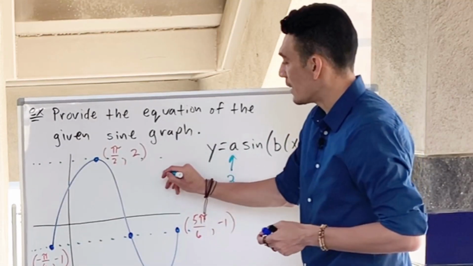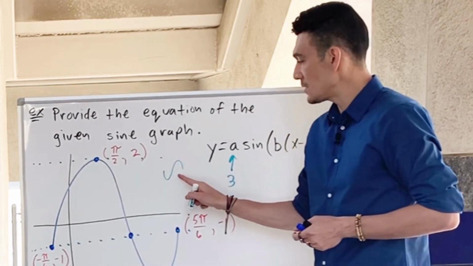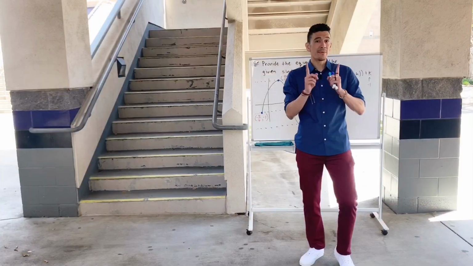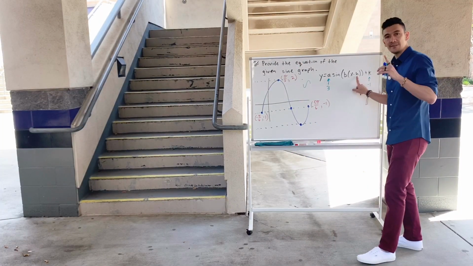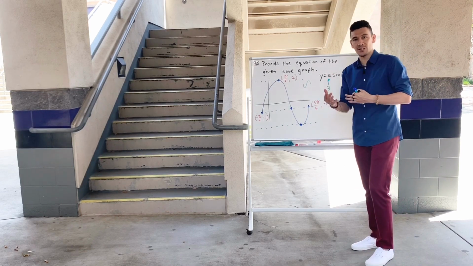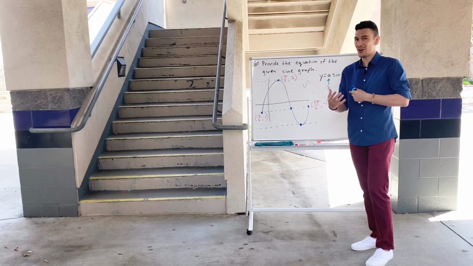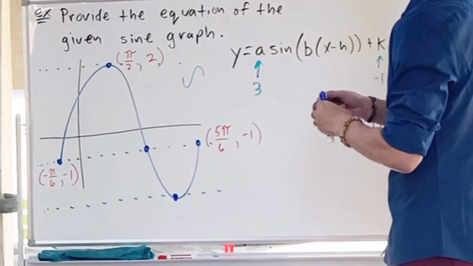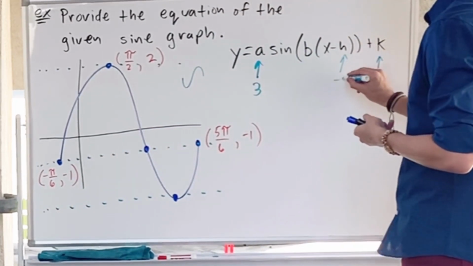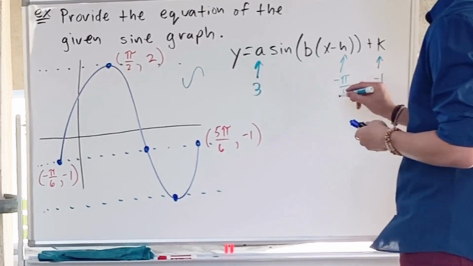If the graph had gone down and then up, this would have been negative. Next, I would go off and find the value of h. H here is the phase shift. It is essentially the x-coordinate of your start point, given that our start point is at negative pi sixths. Boom, just like that, you know what the h is. All that's left to find is b, and we're done.